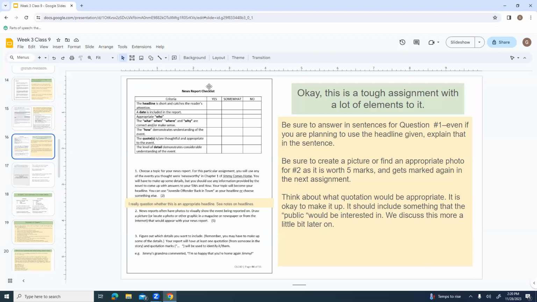Okay, so here is the news report checklist. After you do the whole assignment, run back through this and make sure that you remembered everything. If you didn't, that's fine. Just go back and add it in there.